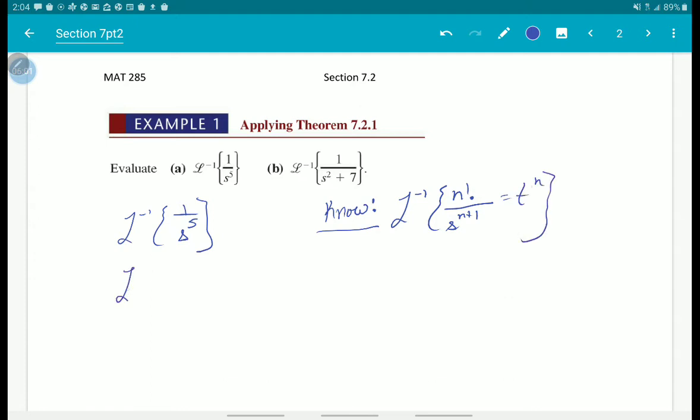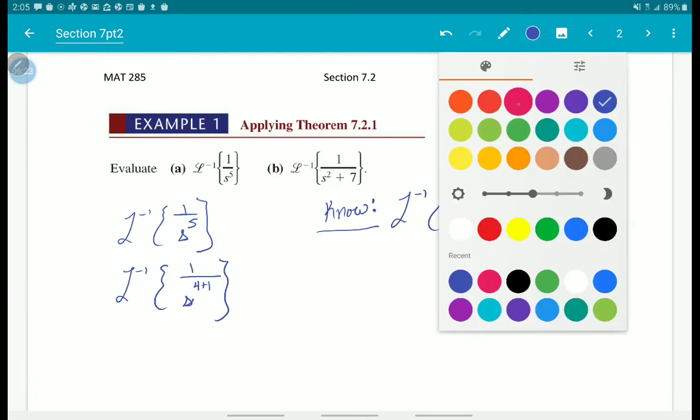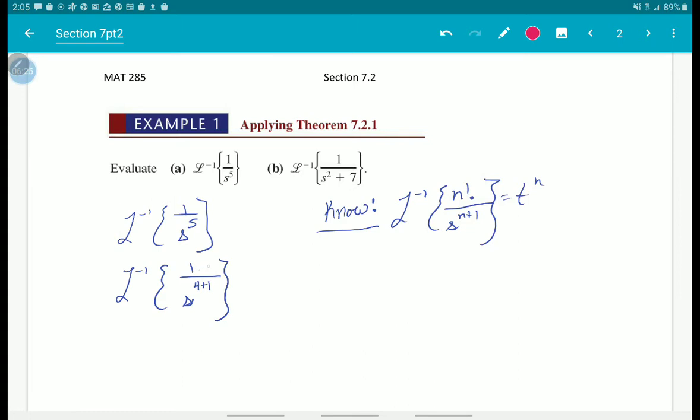So if we were to rewrite this guy, we could rewrite it as s to the 4 plus 1, and that has written that exponent on s in a way that matches what our formula is for that inverse Laplace. But we're missing that n factorial here. So what if we were to change this so that we have a 4 factorial here? Now, if we multiply by 4 factorial, we also have to divide by 4 factorial. That way we're really just multiplying by 1, and it's not going to change the problem.